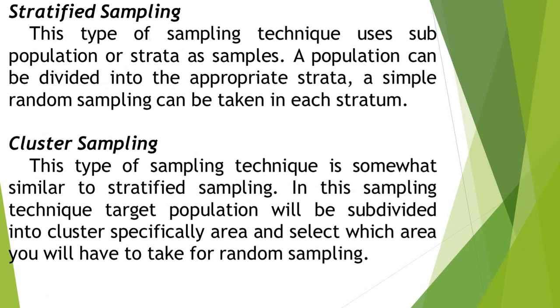Stratified sampling. This type of sampling technique uses subpopulations or strata as the sample. A population can be divided into the appropriate strata. A simple random sampling can be taken in each stratum. For example, students. We can classify them into various programs such as BSAB, BSHM, BSCRIM, Education, and IT. So they are strata.